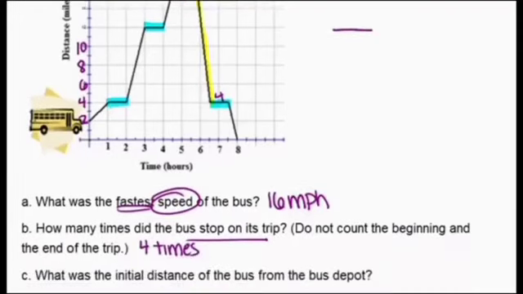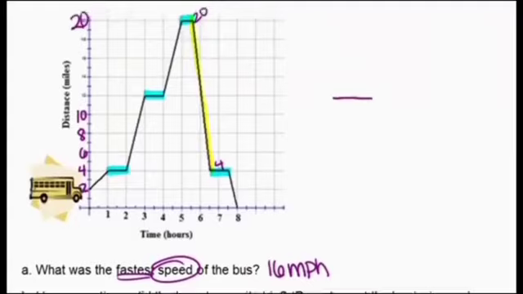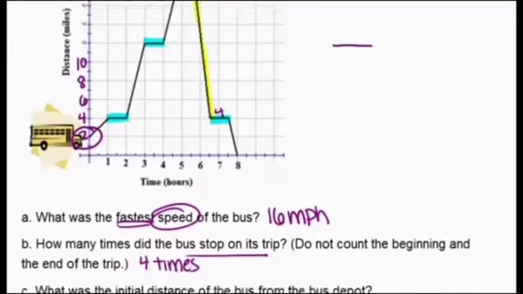Now let's look at the next question. What was the initial distance of the bus from the bus depot? So that was how far away did it start out at the beginning of this graph. So that's right here. At time 0, it was 2 miles away. So the initial distance was 2 miles.